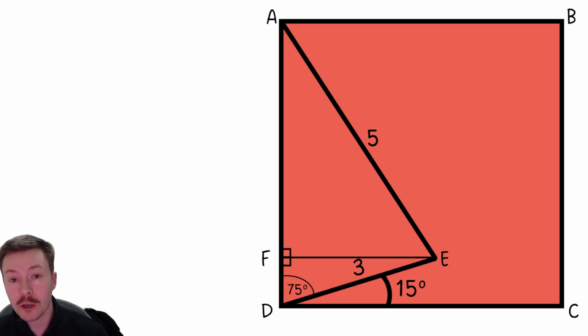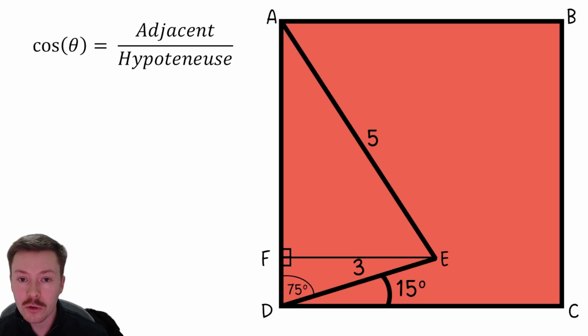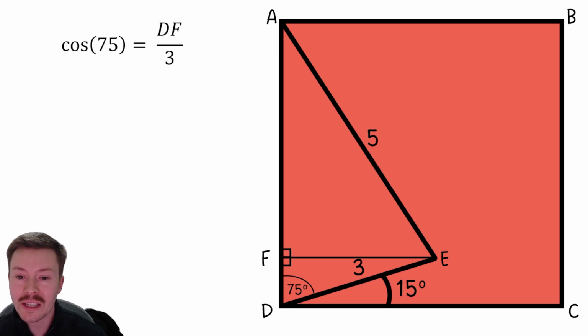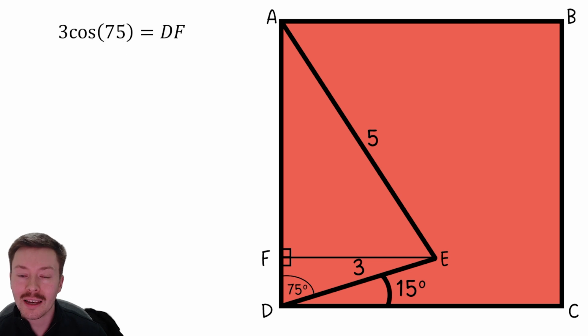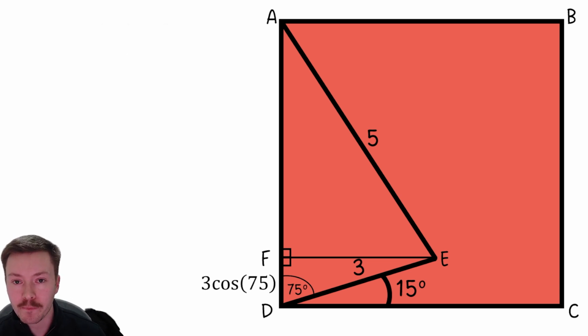Now from there, what I can do is work out the length from D to F, using trigonometry, but cos theta in this case is the adjacent divided by the hypotenuse. So replacing those with the things we know, cos 75 is equal to DF divided by 3. So that length D to F is 3 cos 75. Let's put that on the diagram. Now all we need to work out is A to F, add the two together and then square it. So it seems pretty easy, right?